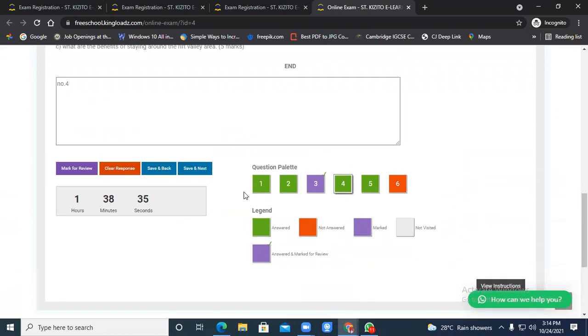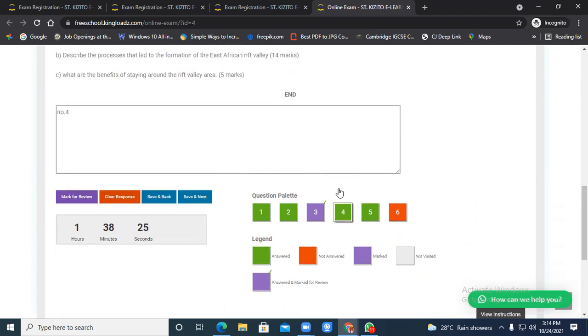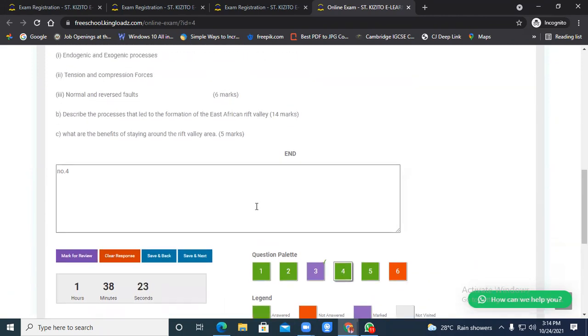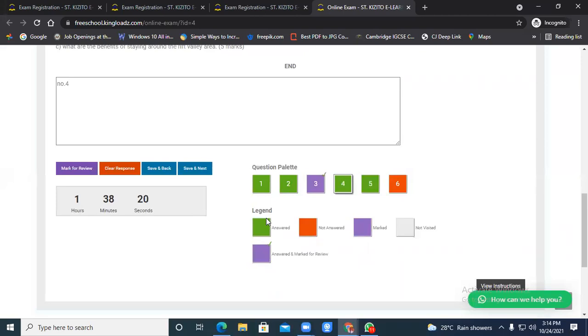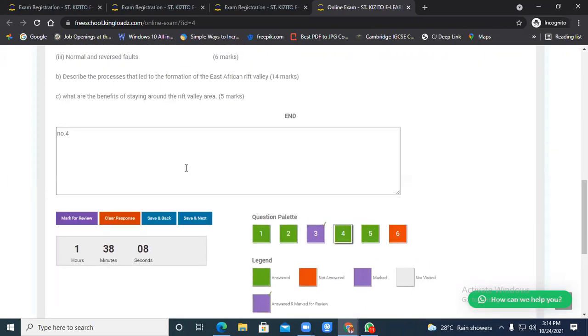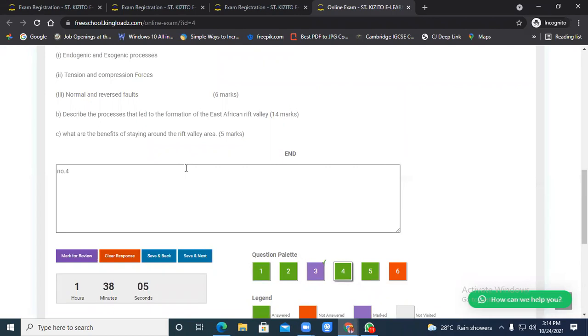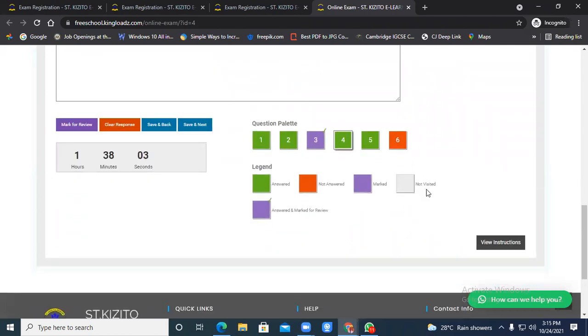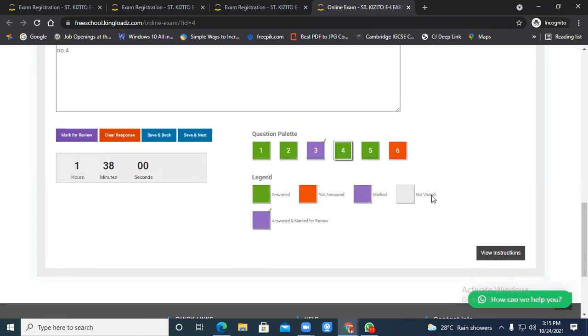Now, suppose time runs out and you have not finished, let's say there are objectives and you have not finished. What will happen? If time runs out, the exam will end automatically and you have no access to that exam again. Are we together? So if the time runs out and you have not finished, it will close automatically and you have no access to that exam again. All right.